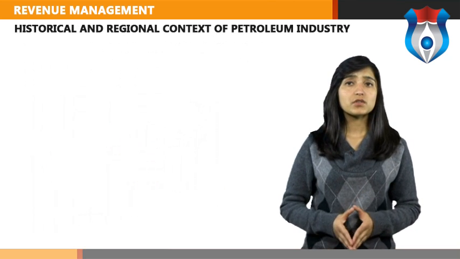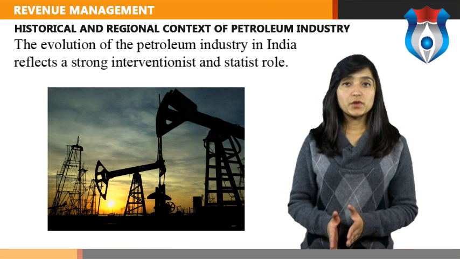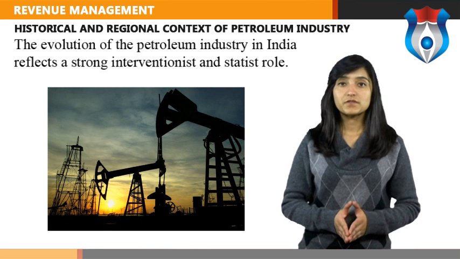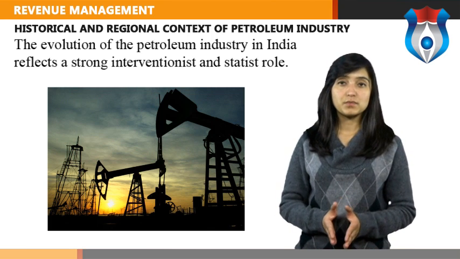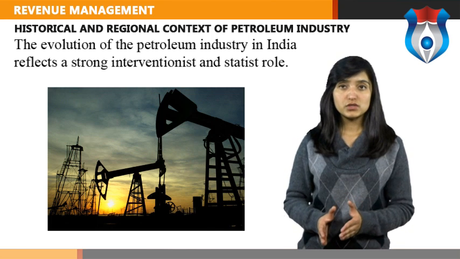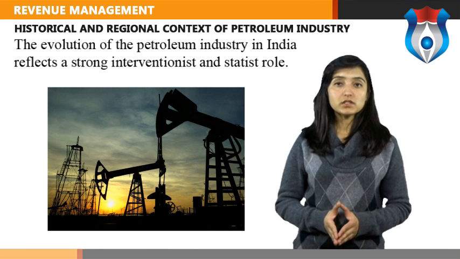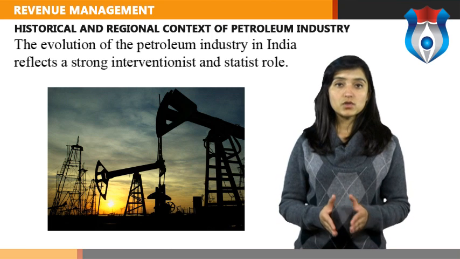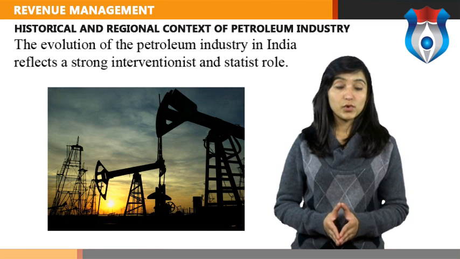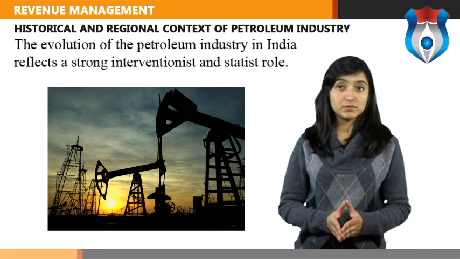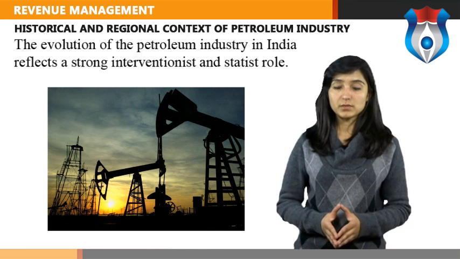Let us now discuss the historical and regional context of the petroleum industry. The evolution of the petroleum industry in India reflects a strong intervention and statist role. A central aim for the sector's policy making in independent India was not to surrender national interests and freedom of functioning. This positioning reflected the perceived need to reduce external dependence for a strategic resource, reduce foreign exchange outflows, and indigenize production. The Industrial Policy Resolution of 1956 placed the mineral oil industry in the schedule, making its development the sole and exclusive responsibility of the state.